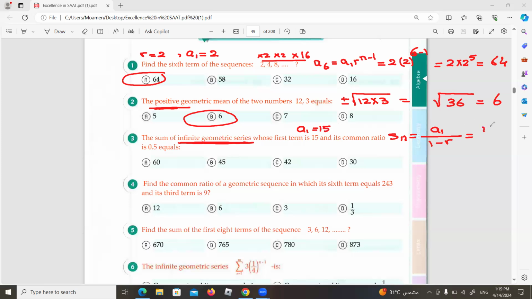So I just write here 15 over 1 minus R. And the common ratio, which is R, is 0.5. So it's a direct problem. I just need to calculate it directly. So 1 minus R is 1 minus 0.5, which is 0.5. So 15 over 0.5 means 15 multiplied by 2, which equals 30. You get the answer.